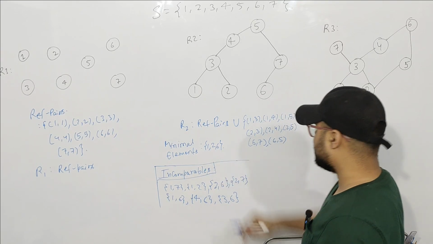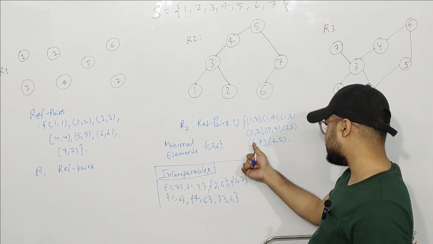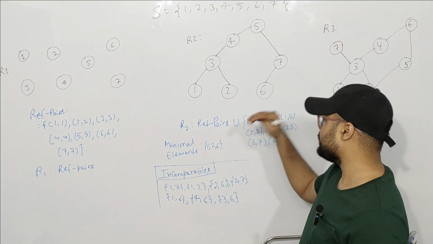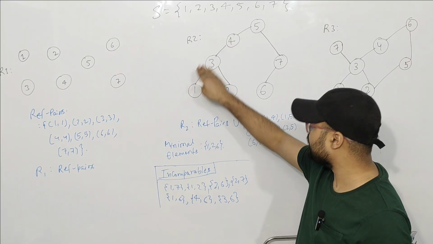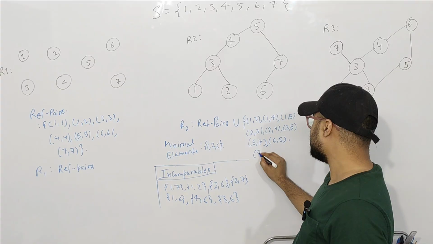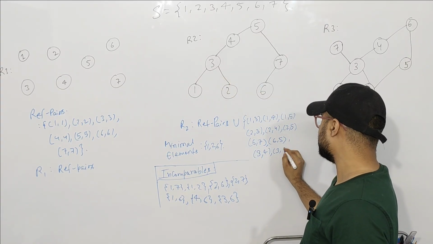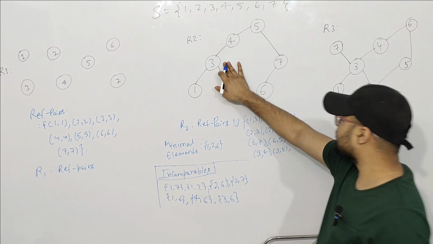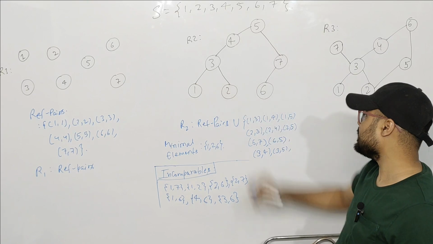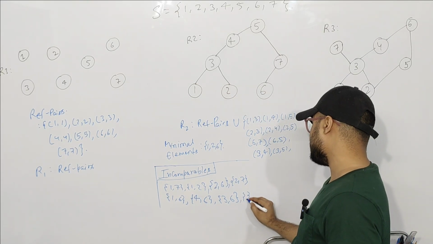So all the minimal elements are done. The ordered pairs with the minimal element as the first element are done. Now what we will do is go one step above the minimal element. One step above is 3, which is also one step above 2. So 3 and 4, 3 and 5, but 3 and 7 are incomparable, and 3 and 6 are incomparable. 3 and 6 I have already written here. Add 3 and 7 here.